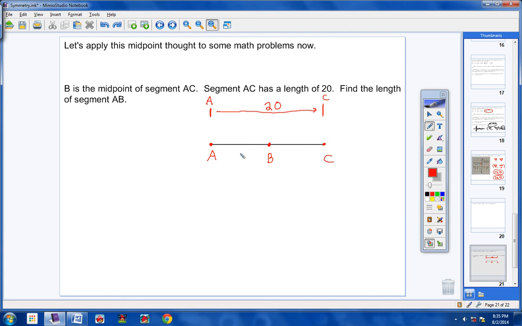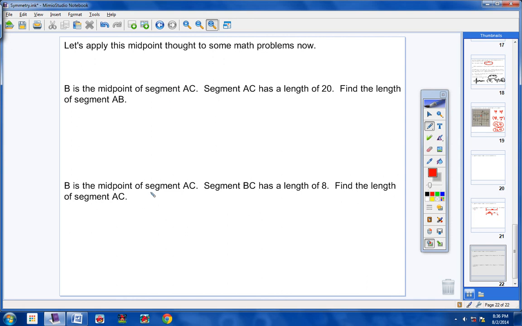Well, students, that should be pretty easy. I mean, if B is the midpoint, then that means B is right in the middle. And if B is right in the middle, then that means AB has to have a length of what? 10. And BC has to have a length of what? 10. So find the length of segment AB. Well, here's segment AB right here. And what is the length of segment AB? 10. That's pretty simple. One more problem, we're finished for the day.